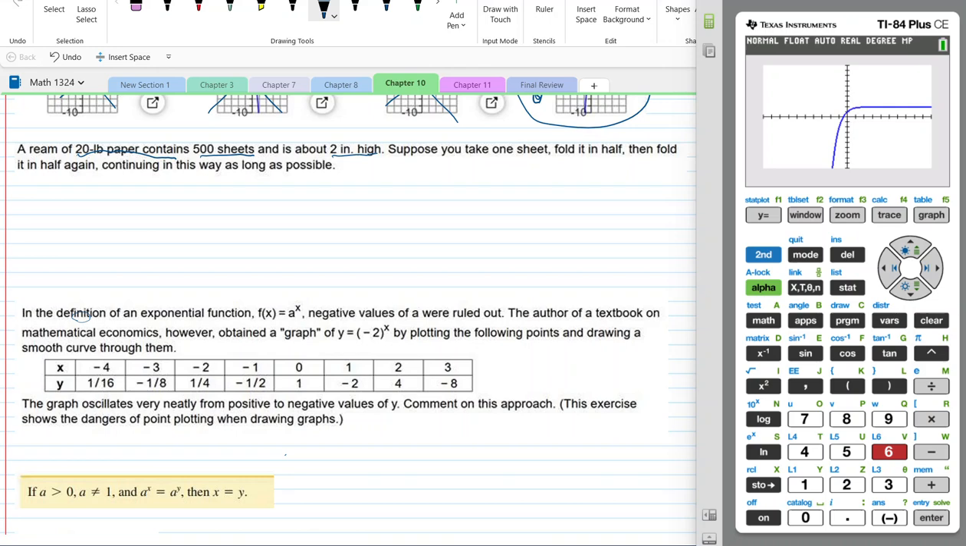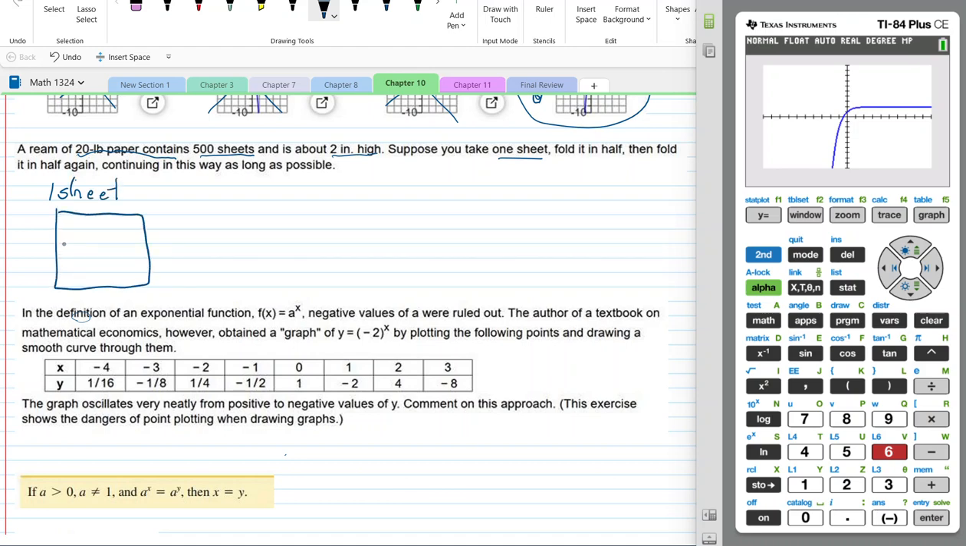So if we have a ream that is 500 sheets, and it's about 2 inches high, and we look at this, and they want, suppose you take one sheet, half again. All right. So let's see what happens here. And we're taking, suppose you take one sheet. So we have one sheet of this paper.